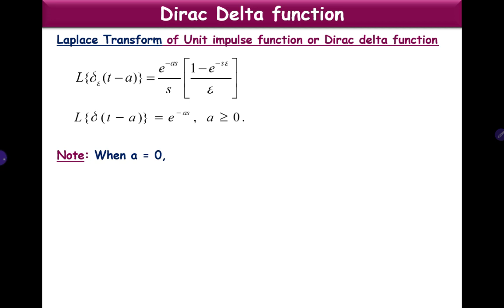Before that, we have a small note here. What happens to the Laplace transform of delta of t minus a when a is equal to 0? When a is equal to 0, L of delta of t minus a is L of delta of t, and L of delta of t minus a is e power minus as, and a is 0 here, and hence e power 0 is 1. Therefore, L of delta of t is always equal to 1. Now let us proceed to problems.